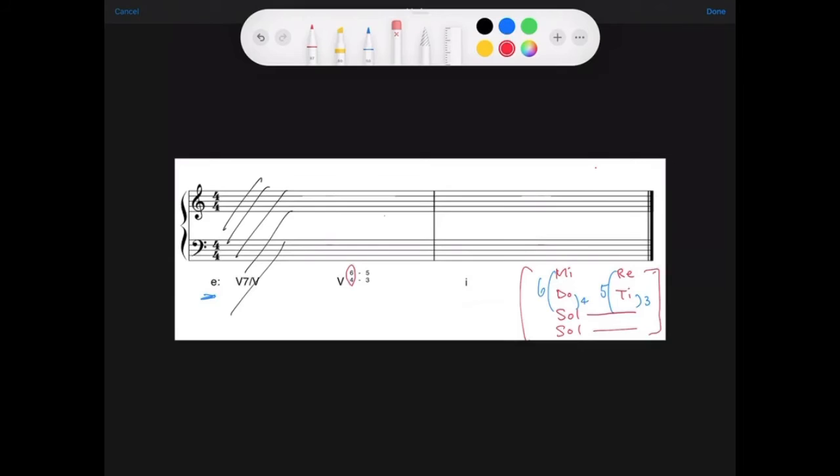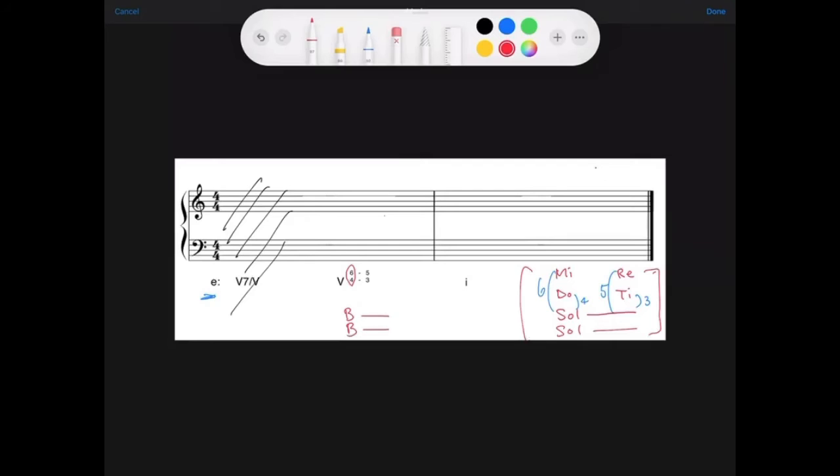Okay, so just use the space down here to take notes. We need a sol, scale degree 5, in the key of E minor, that's a B. And we need to double that. So we need 2 B's there.